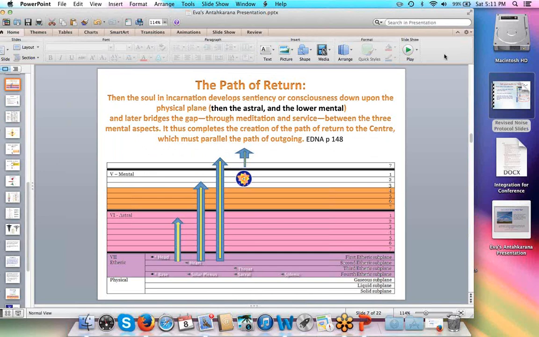If the purpose of the solar logos is love, what is the purpose of the cosmic logos?